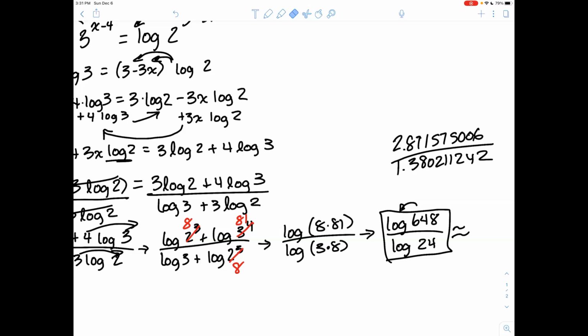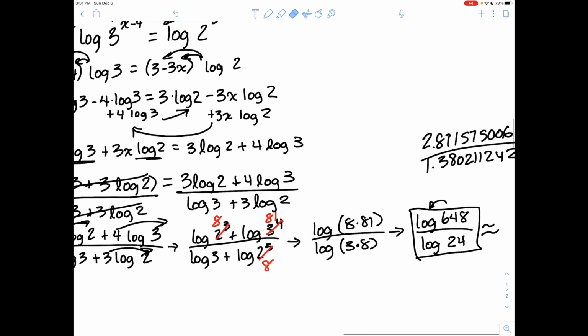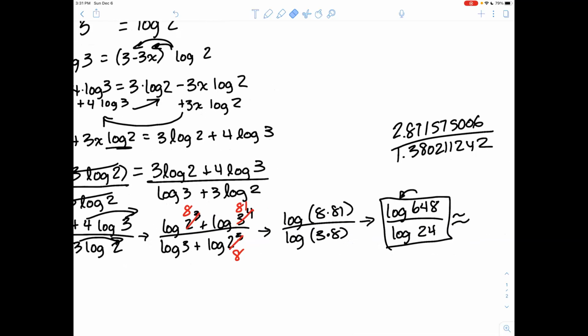Okay, so I'm just going to plug into my calculator really quick the log of 648 divided by the log of 24. And just remember, when you're using your calculator, when you put in the log of 648, you need to close the parentheses on the outside of that 648 before you hit your division. Okay, and my solution here is 2.037, so 2.04 would be my solution.